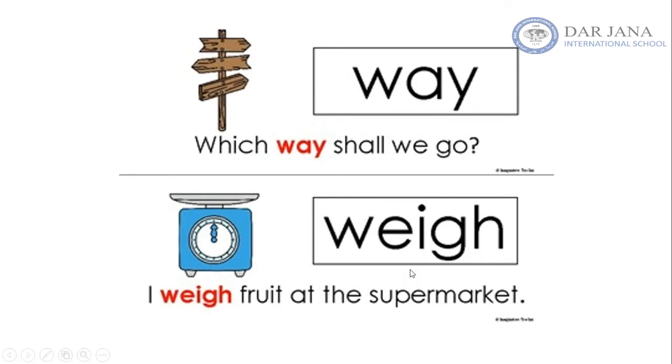But what about the second weigh? I weigh fruit at the supermarket. So weigh is when we try to measure the weight of fruits or vegetables when we go to the supermarket. So for example, this pear weighs 2 kilograms.